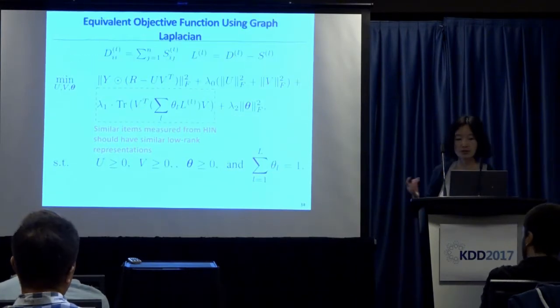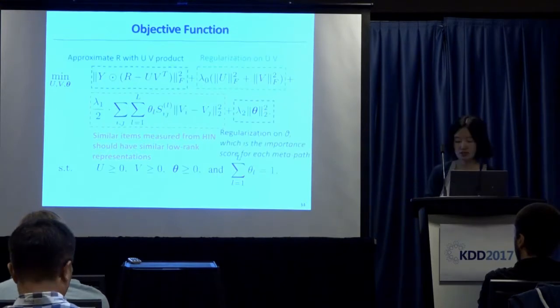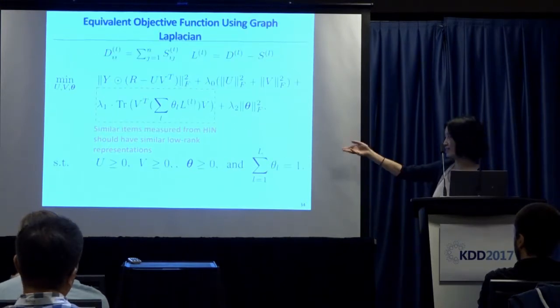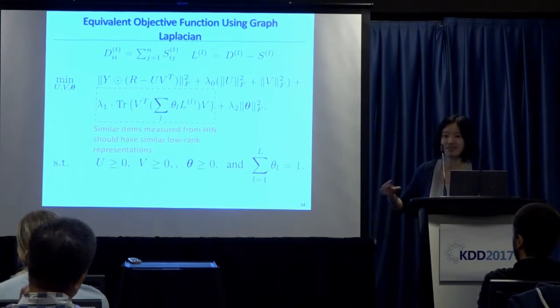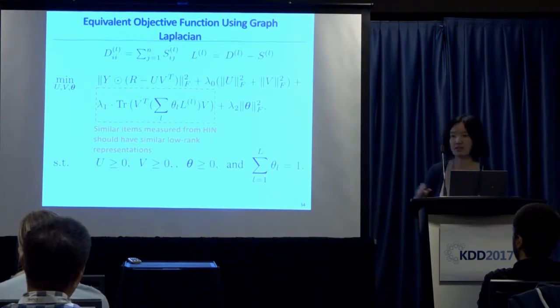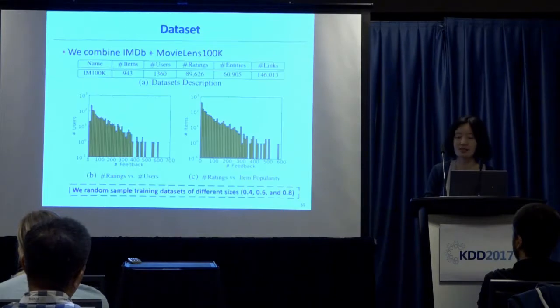So it turns out that this previous objective function, if we do some derivation, just goes to this graph Laplacian. But now we need to do a linear combination of the graph Laplacians because we have different types of similarity matrices. But the learning part, trust me, is very standard.